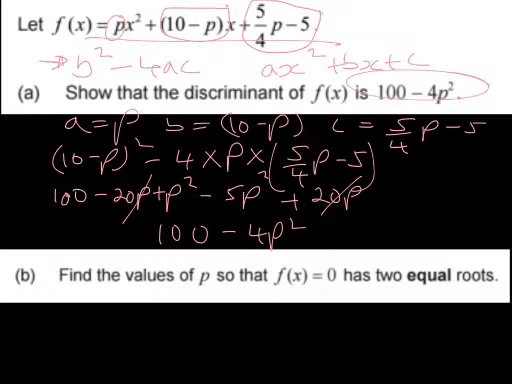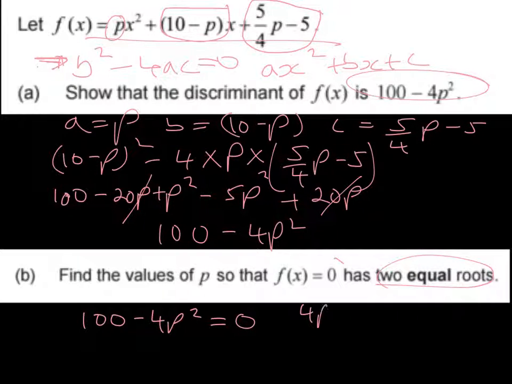Find the values of p such that the function has two equal roots. So if we're interested in two equal roots, then it means that the discriminant up here is going to be equal to 0. So we've just shown that the discriminant is equal to 100 minus 4p squared. If we want two equal roots, we know that the discriminant will be equal to 0. So 4p squared will equal 100. P squared will equal 25. Therefore, p is going to equal plus or minus 5.